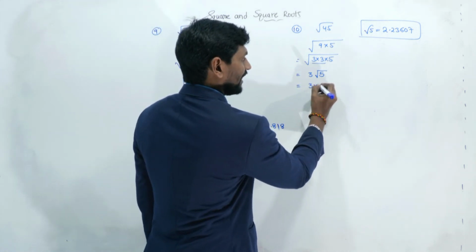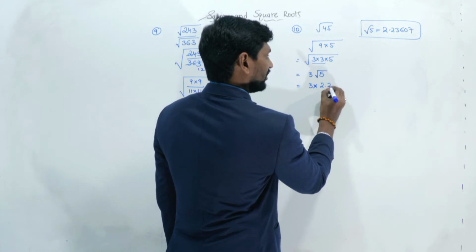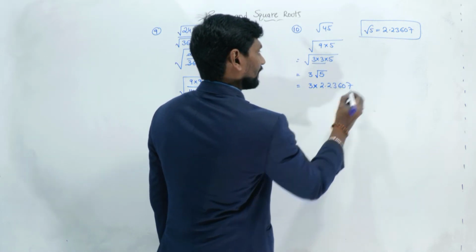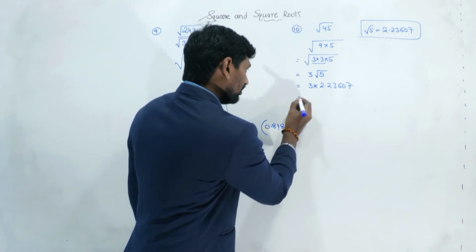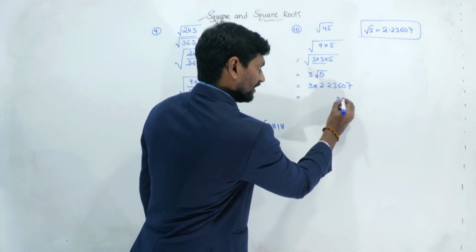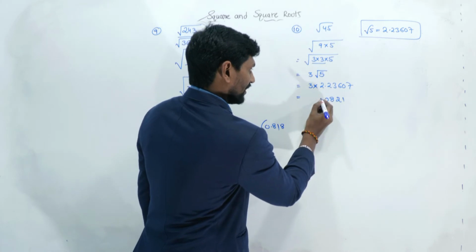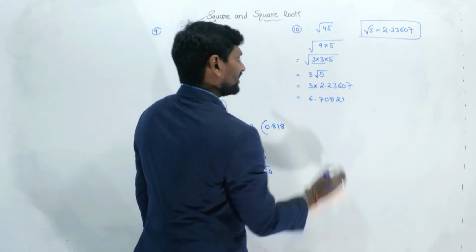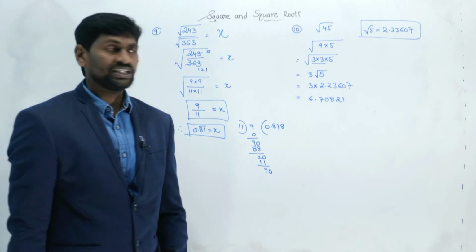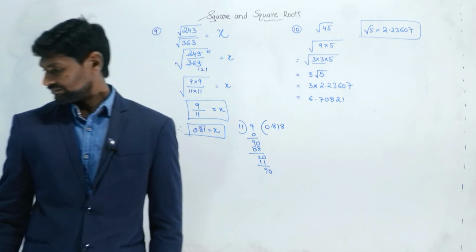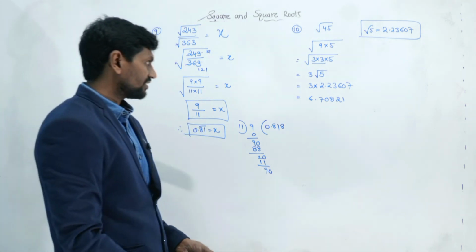So 3 into root 5. Root 5 value is already given, that is 2.23607. Multiply with 3: 3 sevens are 21, 3 sixes are 18, plus the carry, and so on. 6.70821 is our required answer. Do the multiplication, you will get the answer like this.